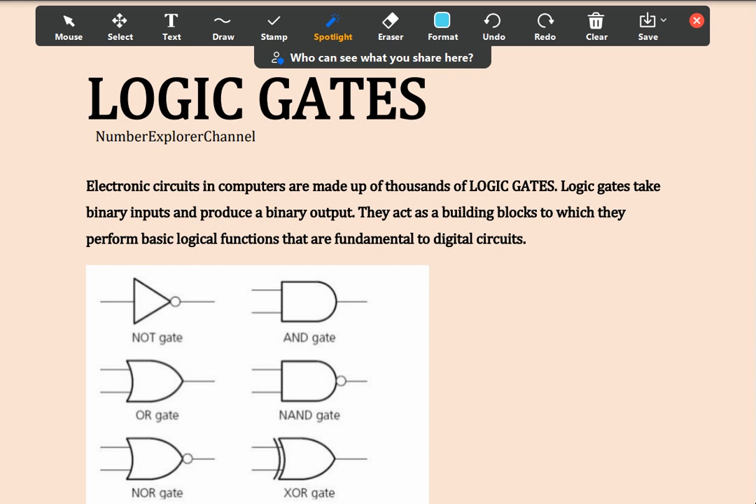In today's video, let's talk about logic gates. In a while, let's get to know what these logic gates are, and at the same time understand how they function.